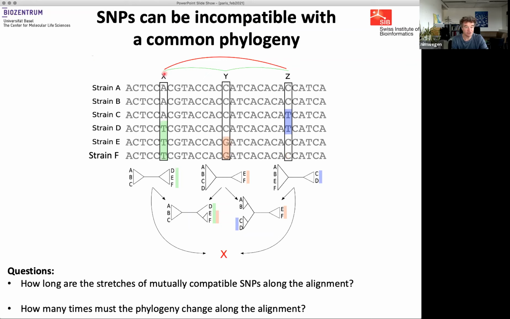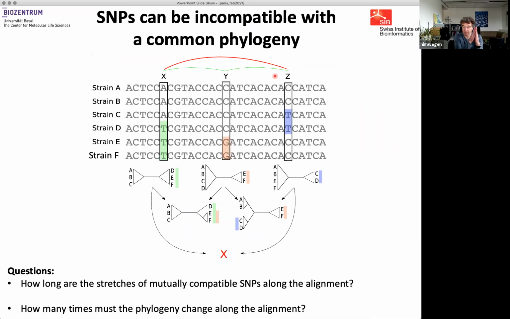Now you can look at sets of these. If I look at X and Y, both of these are consistent with a common tree. So you can use this pair of SNPs to say, whatever this tree is in this region, it must have both these bipartitions in it. But you can also have clashes. If you look at positions X and Z, there is no way you can have 1 tree that has both this bipartition and that bipartition. So this tells me that somewhere between X and Z, the phylogeny must change.